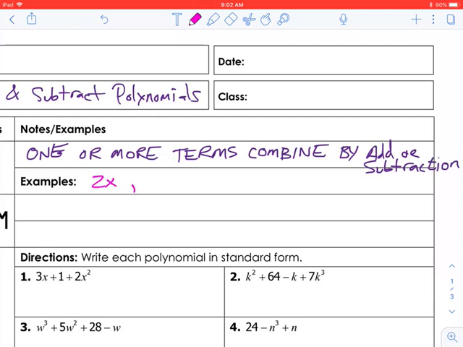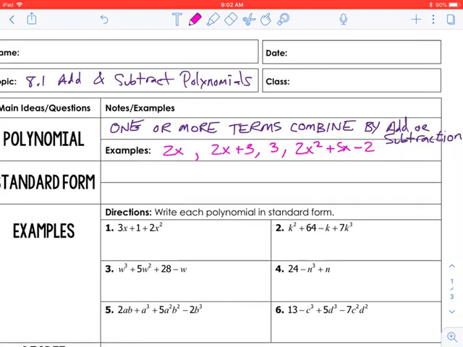Or we could have something like 2x plus 3. That's a polynomial. Or just a number, 3 would be a polynomial. Or something more complicated like 2x squared plus 5x minus 2. Something like that. Okay, those are all polynomials.